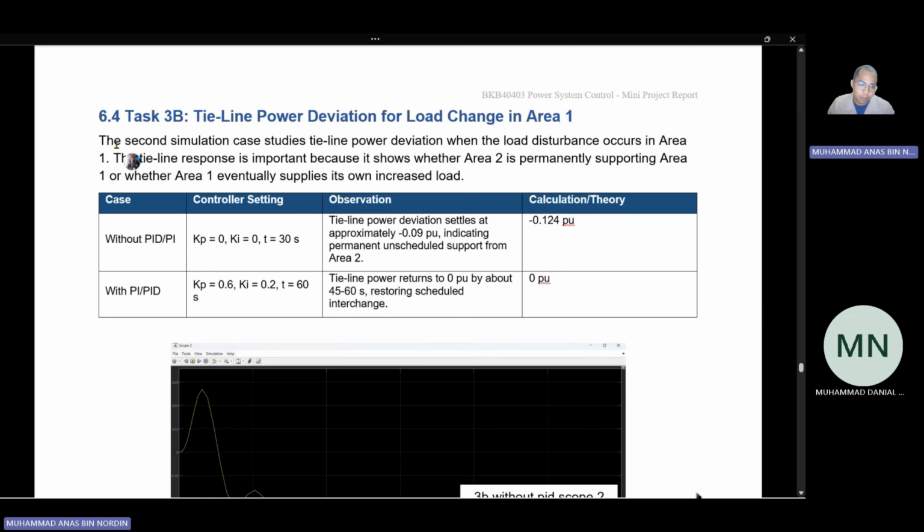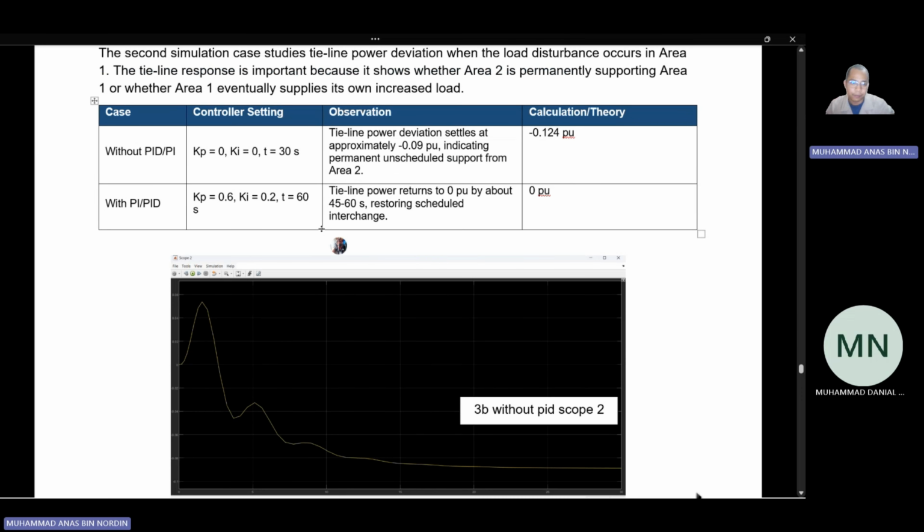Okay, first, the second simulation case studies tie line power deviation when the load disturbance occurs in area 1. The tie line response is important because it shows whether area 2 is permanently supporting area 1 or whether area 1 eventually supplies its own increased load.